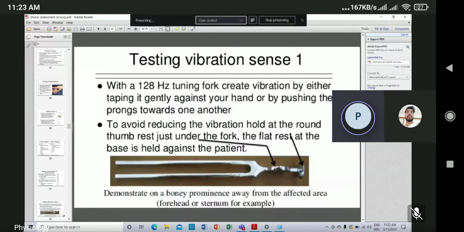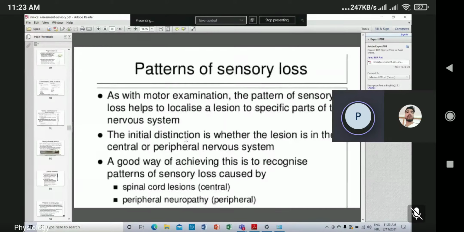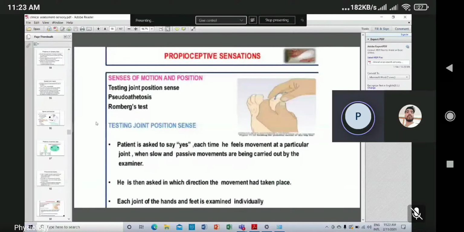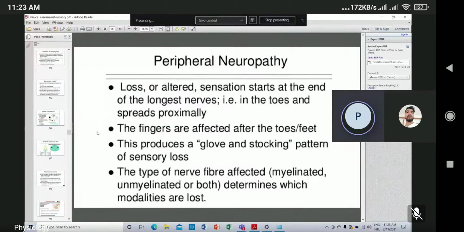Vibration sense: we keep the base of the vibrating tuning fork at the joint, and we start from distal to proximal. So I conclude the class on clinical assessment of the sensory system, assessment of the somatosensory cortex, by summarizing that we have to know what are the tracts that carry the various sensations.